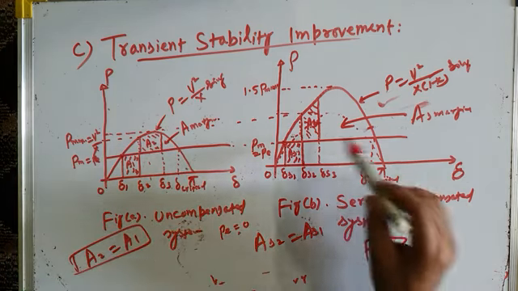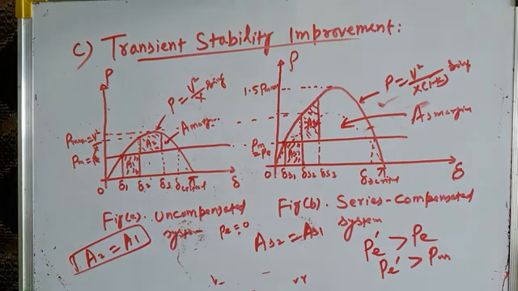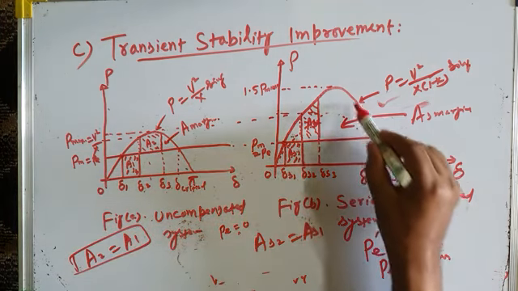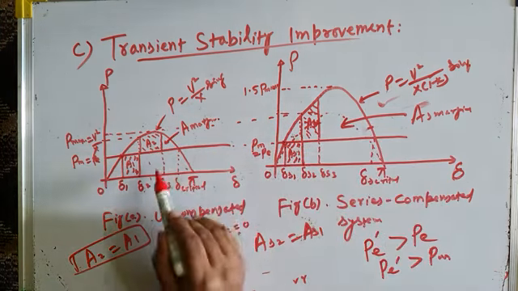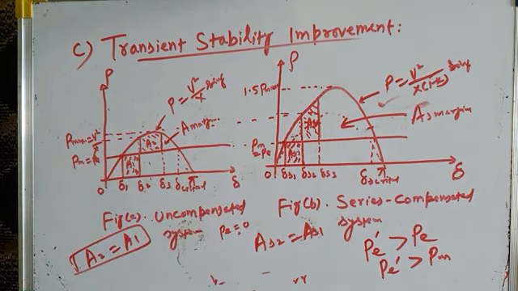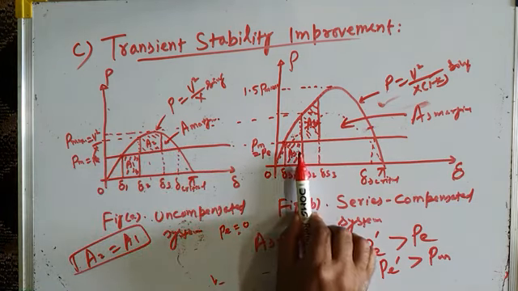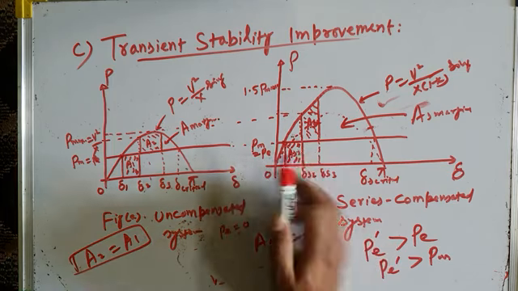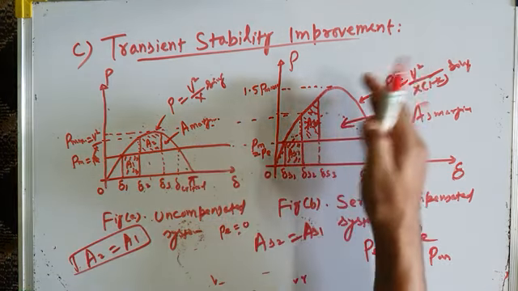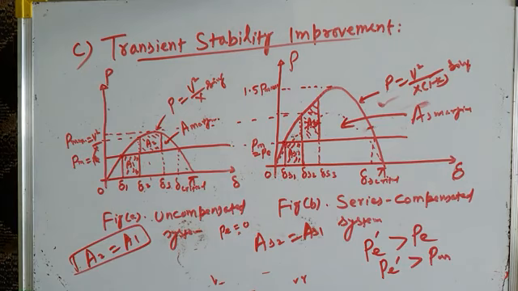Whereas in the series compensated system, you can see what the margin of stability is, AS margin. It is this much. It is very, very large as compared to the margin of stability for the uncompensated transmission system. So even if this fault is not cleared here and is cleared very late, you still have a very large margin of stability, and there is a high probability that the system will still remain stable and come back to steady state operation.